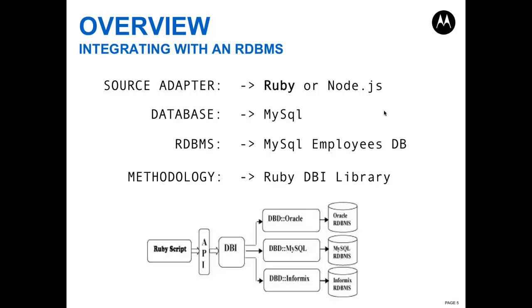Okay, so let's have an overview of what we're going to be doing in this webinar. First, we're going to be creating a source adapter. Now, source adapters can be written in either Ruby or JavaScript. We're going to be utilizing Ruby today. The database that we're going to be connecting to is a MySQL database, although the techniques and the technology that I'm going to be going over with you today are generally applicable to other databases as well, including Oracle, SQL Server, DB2, etc.